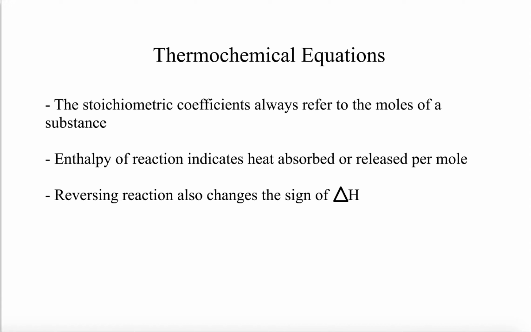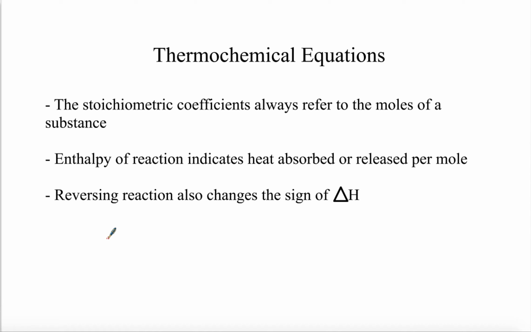So when we talk about thermochemical equations, we're going to include two things. One is the fact that the stoichiometric coefficient always refers to the moles of a substance. What that means is that the coefficients that we see represent how many moles of each thing there are. The enthalpy of the reaction indicates how much heat is either absorbed or released in the reaction per mole. And if you flip the reaction, you flip the sign of delta H. So here we're actually going to be able to quantify the delta H of the reactions based on how many moles are involved or not.